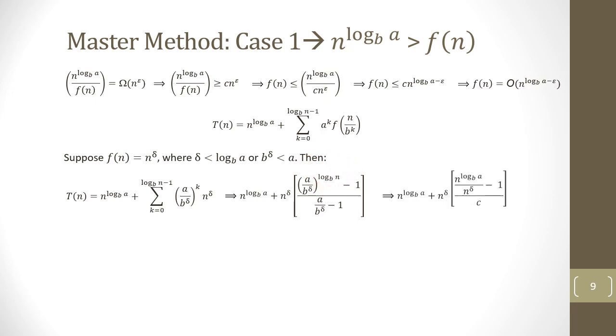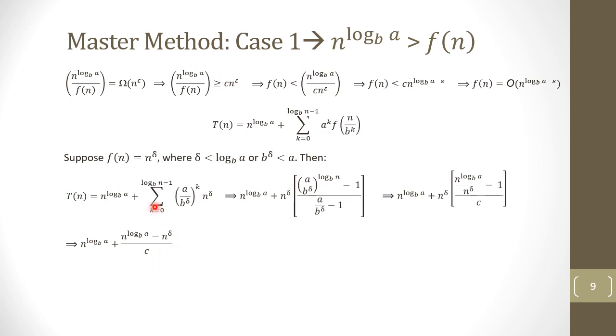We further solve this and we get the following equation, where a over b to the power of delta minus 1 is a constant, so we replace it by some constant c. We multiply by n to the power of delta and we get the following equation. Since delta is smaller than log base b of a here, the big O of this equation would be n to the power of log base b of a.